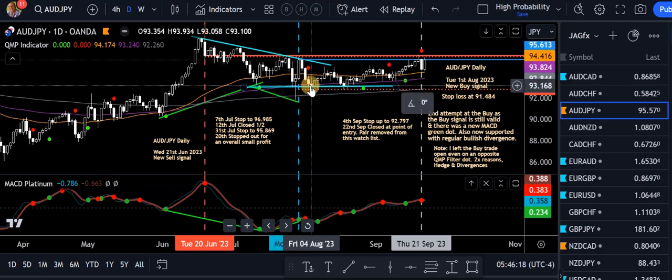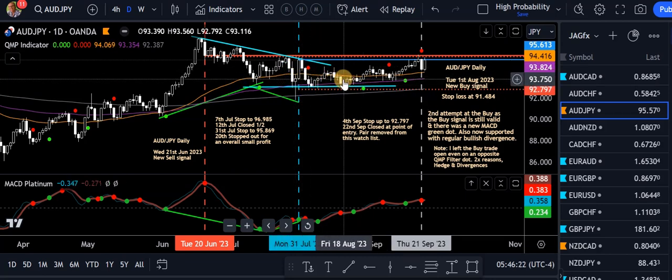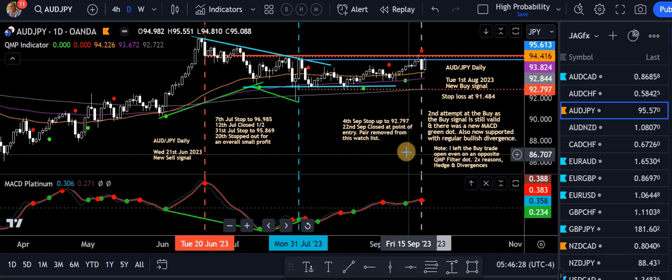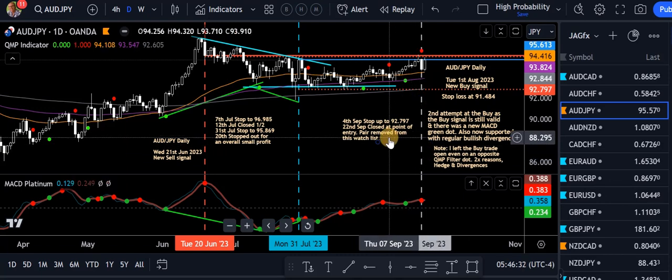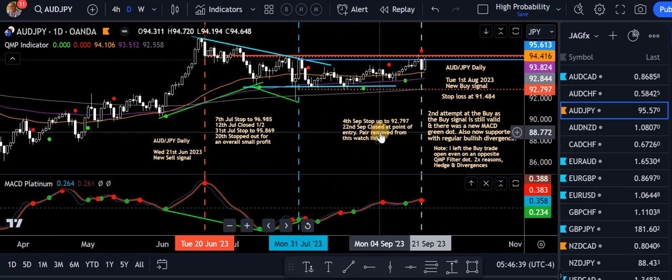Closed half, dragged the stop down, took this buy, and it just meandered. I stayed in that buy, and I gave my reasons in previous videos why. And eventually it's popped up, and, hang on a sec. Thought I put it in here somewhere. Yeah, 22nd of September. Closed at point of entry.